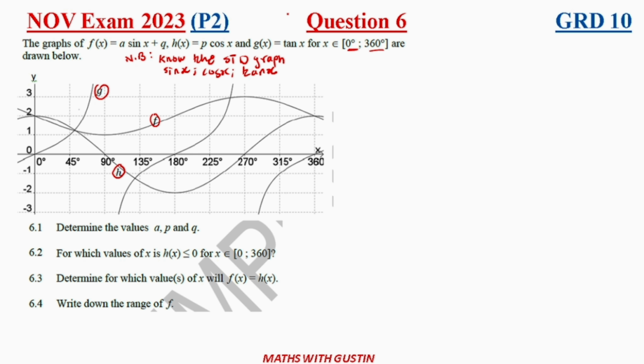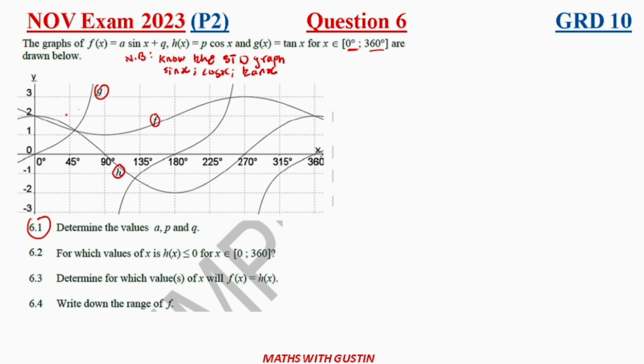And then should anything happen, any shift, any movement, you will just have to know that this is basically what happened. For an example, let's do this one. Question 6.1. They are saying determine the values of a, p, q. So what do you do in this case? Here is the graph of f of x, and a and q are there.